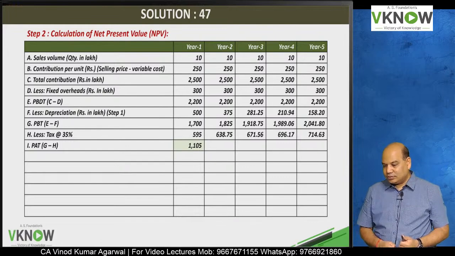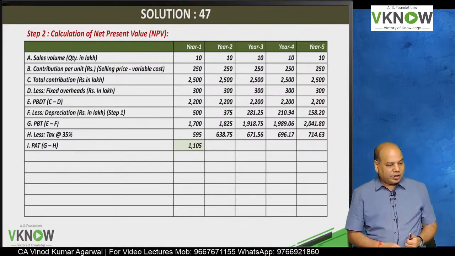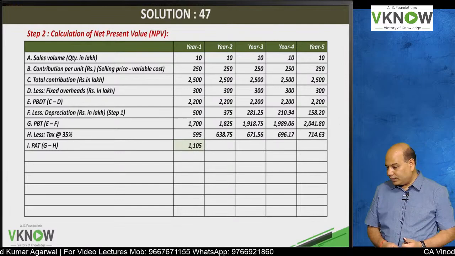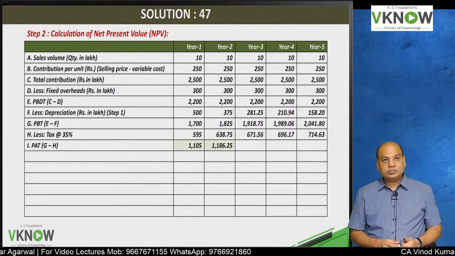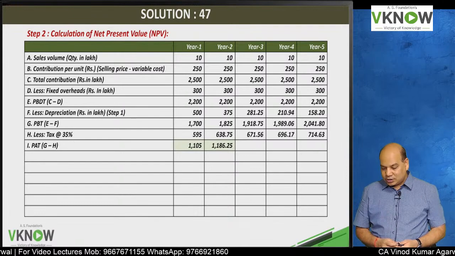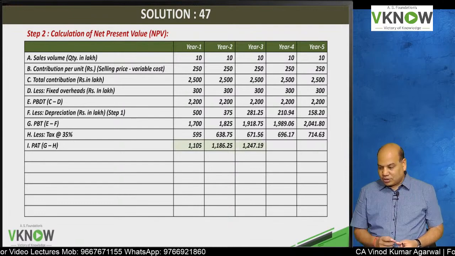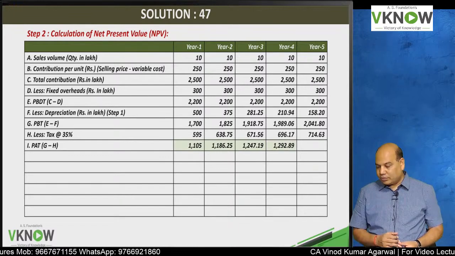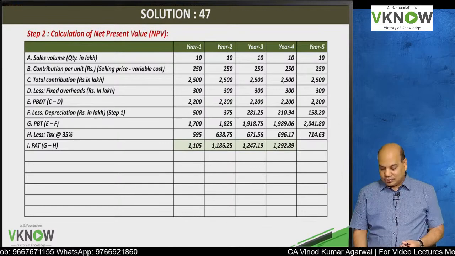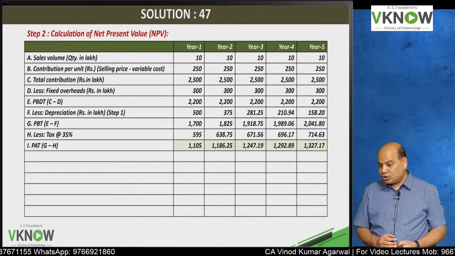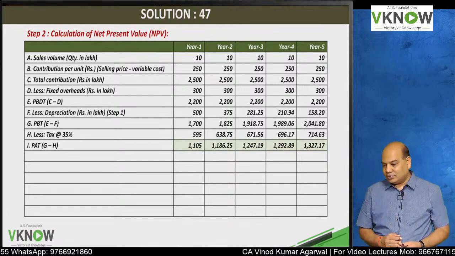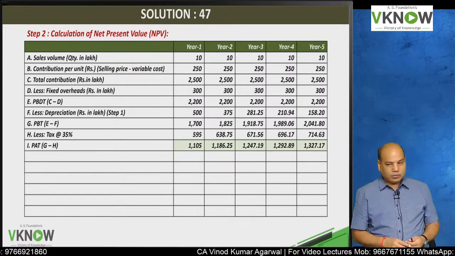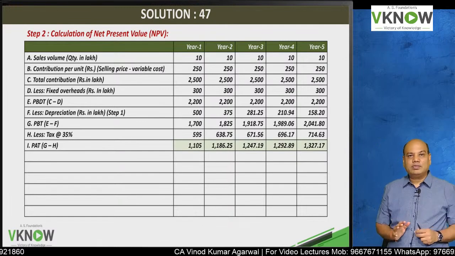Then write PAT. PAT is G minus H. Please try G minus H. First one 1105. Very good. Go ahead. Next one, 1186.25. Next one, 1247.19. Next one, 1292.89. Next one, 1327.17. Yes, please confirm if it is right, then I'll go to the next line. Very basic question if you solve one by one.